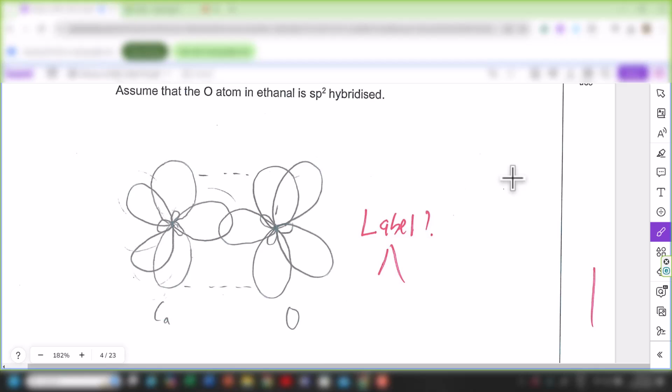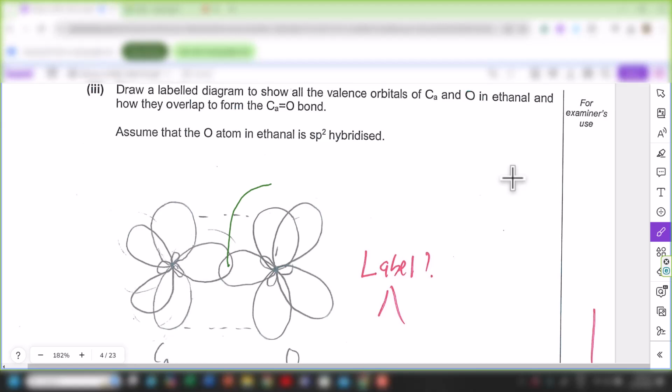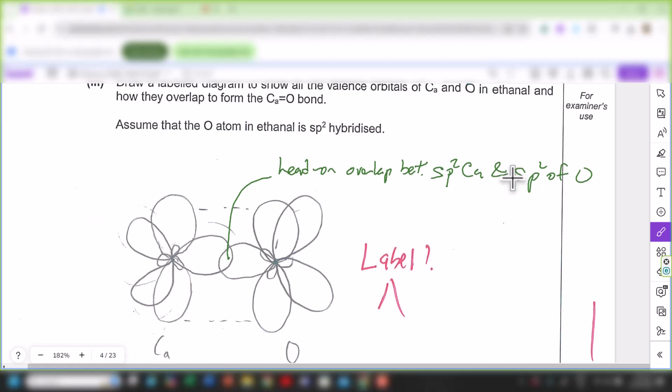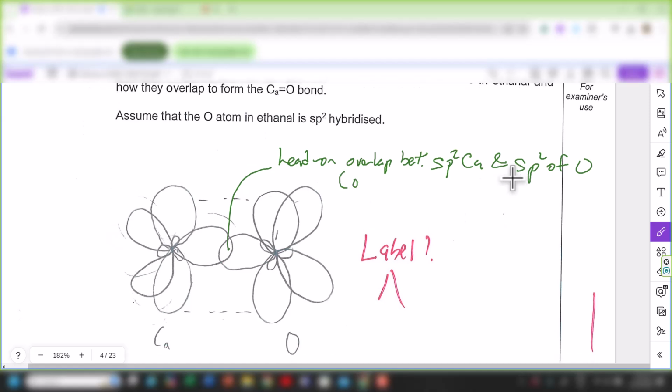So for example, this indicates the sigma bond. So this is the head-on overlap between sp2 of C and sp2 of oxygen. Just highlight directly, like it's head-on overlap, or you can say head-on overlap to form sigma bond. If you want to be more explicit, you can say sigma.